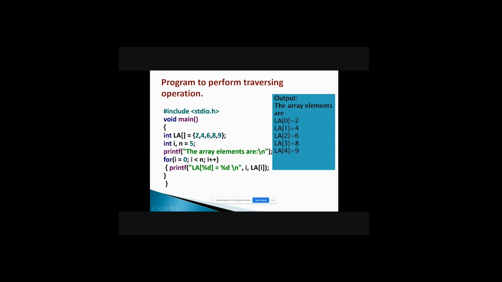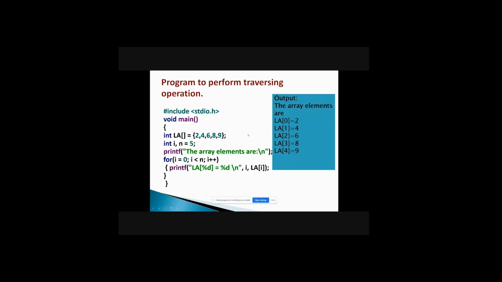So when i becomes 1, 1 is less than 5, as the condition is true. So you are visiting the second element. How do you visit the second element, and what is the operation you are doing? You are just printing the element at the second position in the array. So what will it print? LA of 1 equals 4.